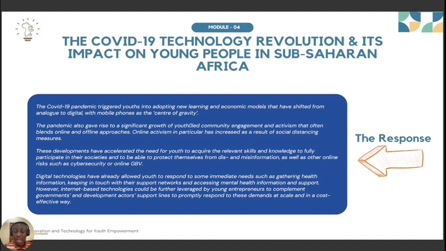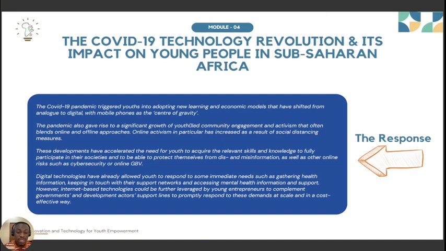And also knowledge to fully participate in their societies and to be able to protect themselves from disinformation and misinformation, as well as other online risks such as cybersecurity, right? Then digital technologies also allowed youth to respond to some immediate needs, such as gathering health information at the time, because people were keeping track of what was going on in the COVID era. Also keeping in touch with their support networks and accessing mental health information and support, because a lot of persons went into depression, but technology helped us to find solutions to handling that.